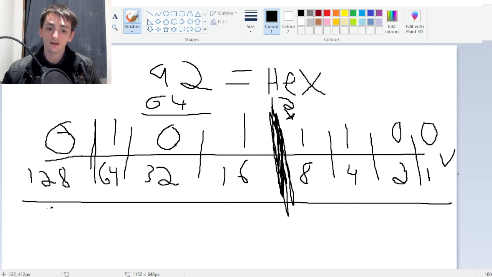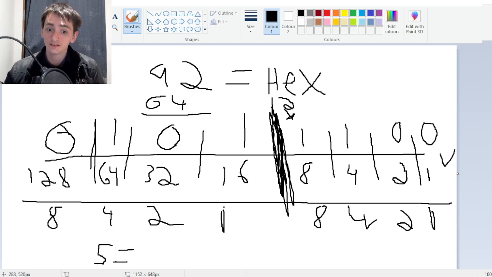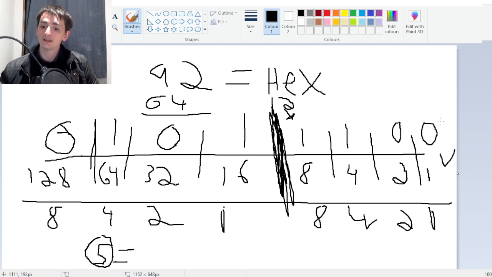And then we have our 8, 4, 2, and 1, and our 8, 4, 2, and 1. So we've only got 2 of these ticked, so 4, 5. So 5 is the answer here. And because it's not 10, 11, 12, 13, 14, 15, it's just going to be 5. And then if we take a look over here, we have 8 and 4, that's 12.